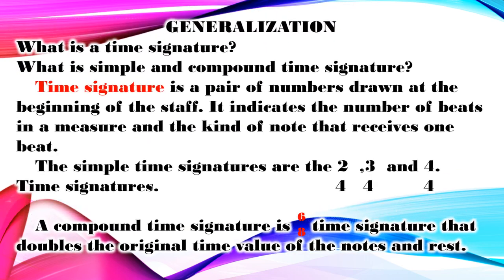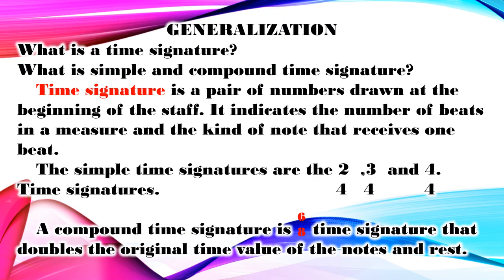Generalization. What is a time signature? What is simple and compound time signature? Time signature is a pair of numbers drawn at the beginning of the staff. It indicates the number of beats in a measure and the kind of note that receives one beat. The simple time signatures are the 2-4, 3-4 and 4-4 time signatures. On the other hand, a compound time signature is a time signature that doubles the original time value of the notes and rest.